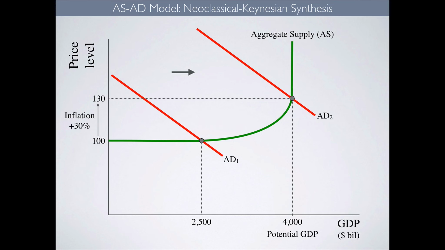How did I get that? Well, it's the percentage change. I took the new one, 130, minus the old one, divided by the old one, and multiplied by 100, which gives us 30%. And we also get economic growth as well. For the percentage change in GDP, we take the new one, 4,000, subtract from that the old one, 2,500, divide by the old one, etc. So 60% GDP growth, 30% inflation. It's a trade-off.